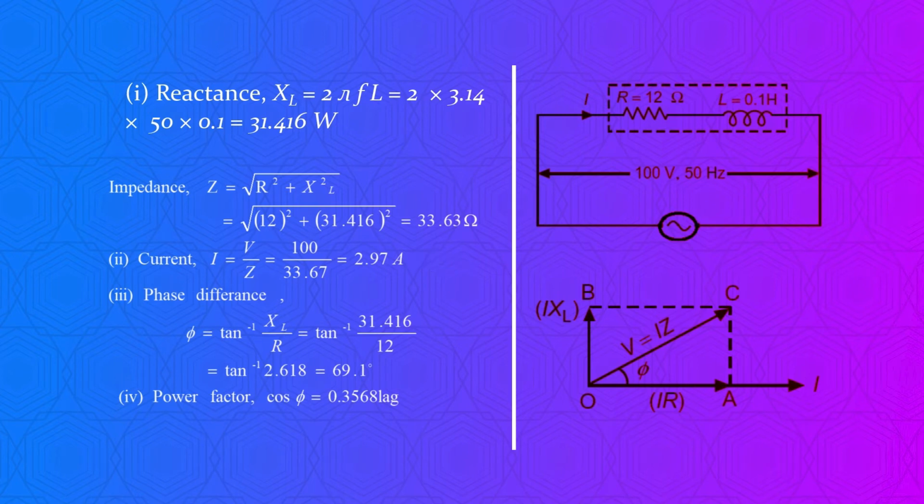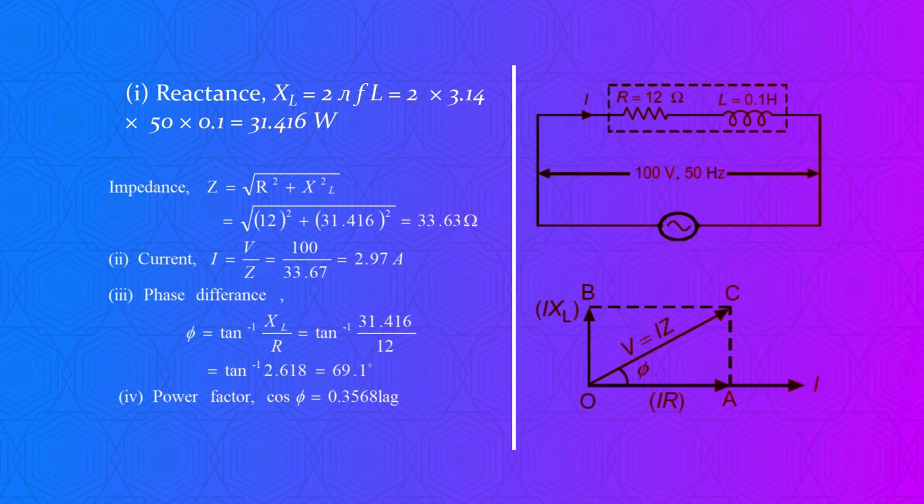Now again you have to calculate the phase difference. How can you calculate the phase difference? This phase difference can be calculated with the help of the phasor diagram. Here you can see the phasor diagram where OA is showing the voltage drop across pure resistance, and OB is representing the voltage drop across inductance, that is I into XL. So you have to find out the phase difference phi.